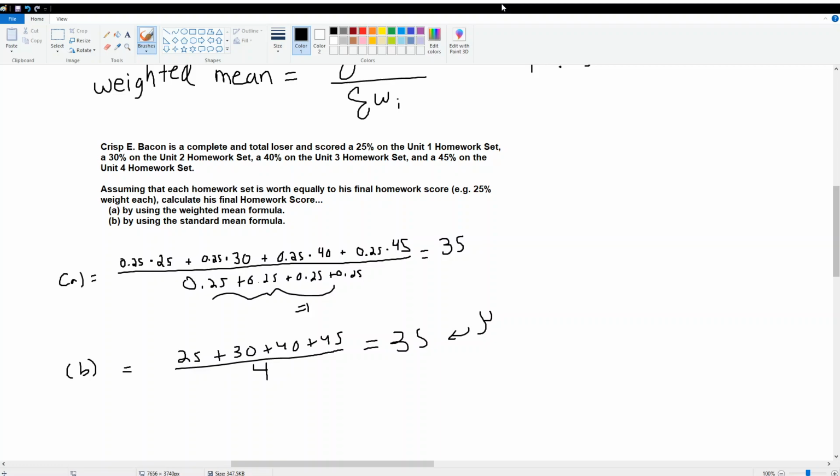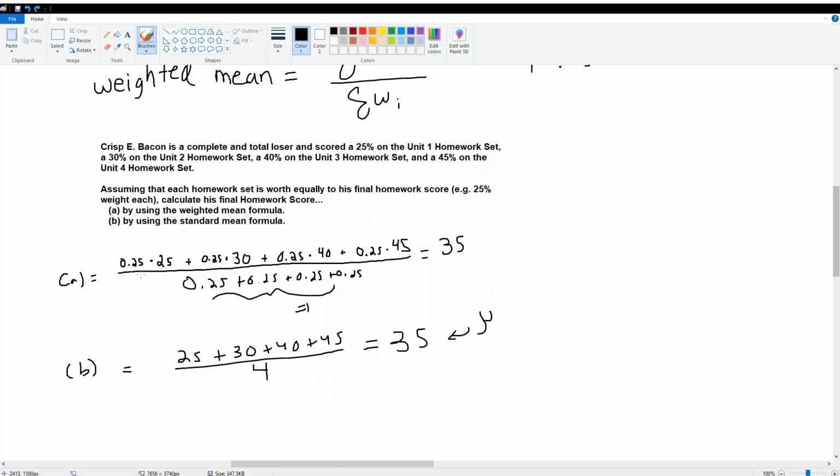Notice we get a 35 both times. That's good. But I want to point out something else. Notice the connection. If everything is weighted equally, then either they're going to add up to 1, or notice, cancel. We're going to cancel things out, and we're going to be left, think of it this way.